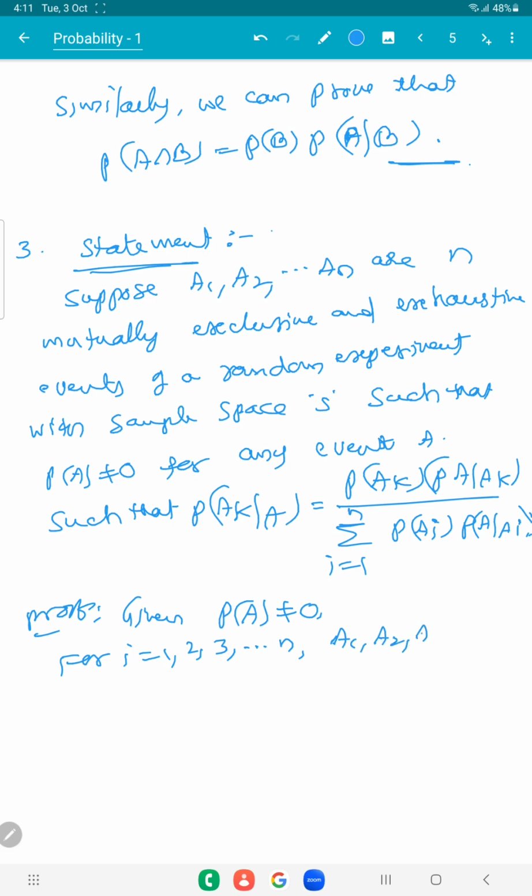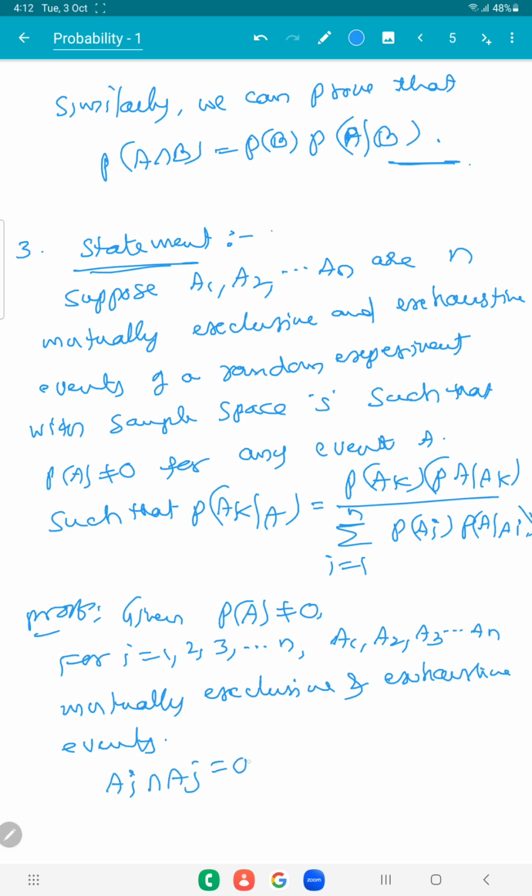A1, A2, A3 and so on An are mutually exclusive and exhaustive events. Let us understand what is mutually exclusive and exhaustive. Mutually exclusive means that Ai intersection Aj is equal to empty; there is no intersection for i not equal to j. Exhaustive means that A1 union A2 union and so on union An is equal to the sample space. These are the most important things.